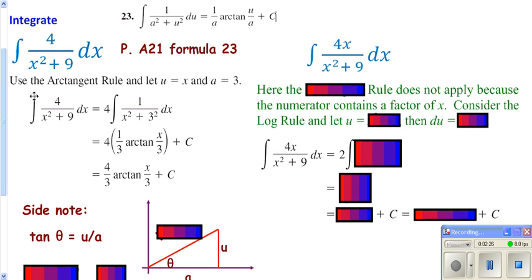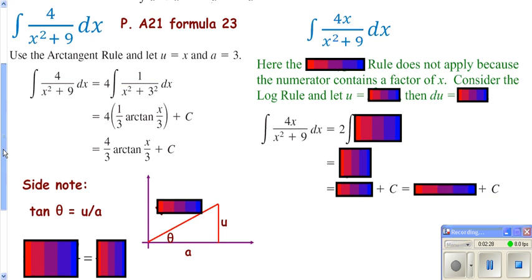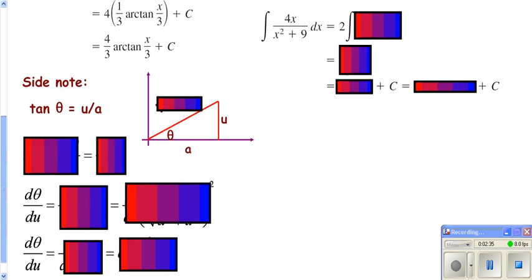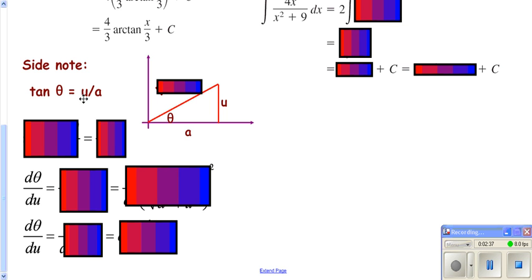Now, as a side note here, if you did want to start out with your tangent and want to take your derivative with respect to u, you know the tangent I'm giving you is u over a. You could draw yourself a triangle. Opposite is your u, adjacent is your a. You could use your Pythagorean theorem to get your hypotenuse.